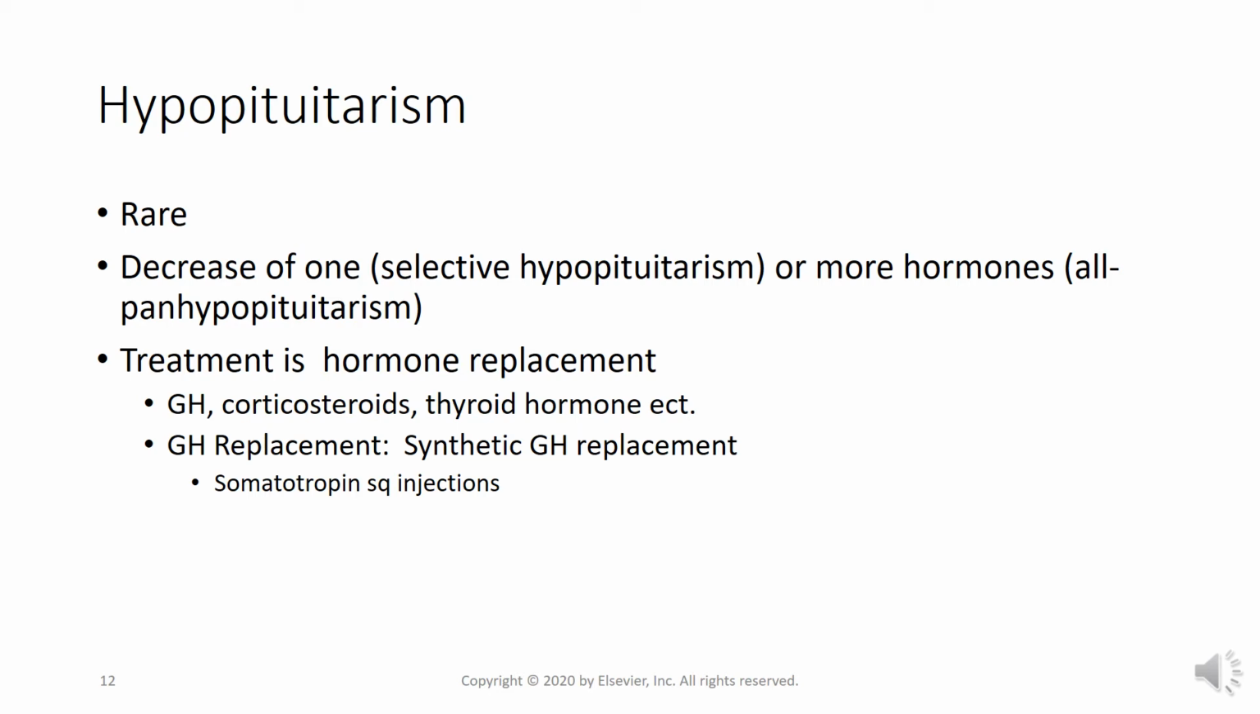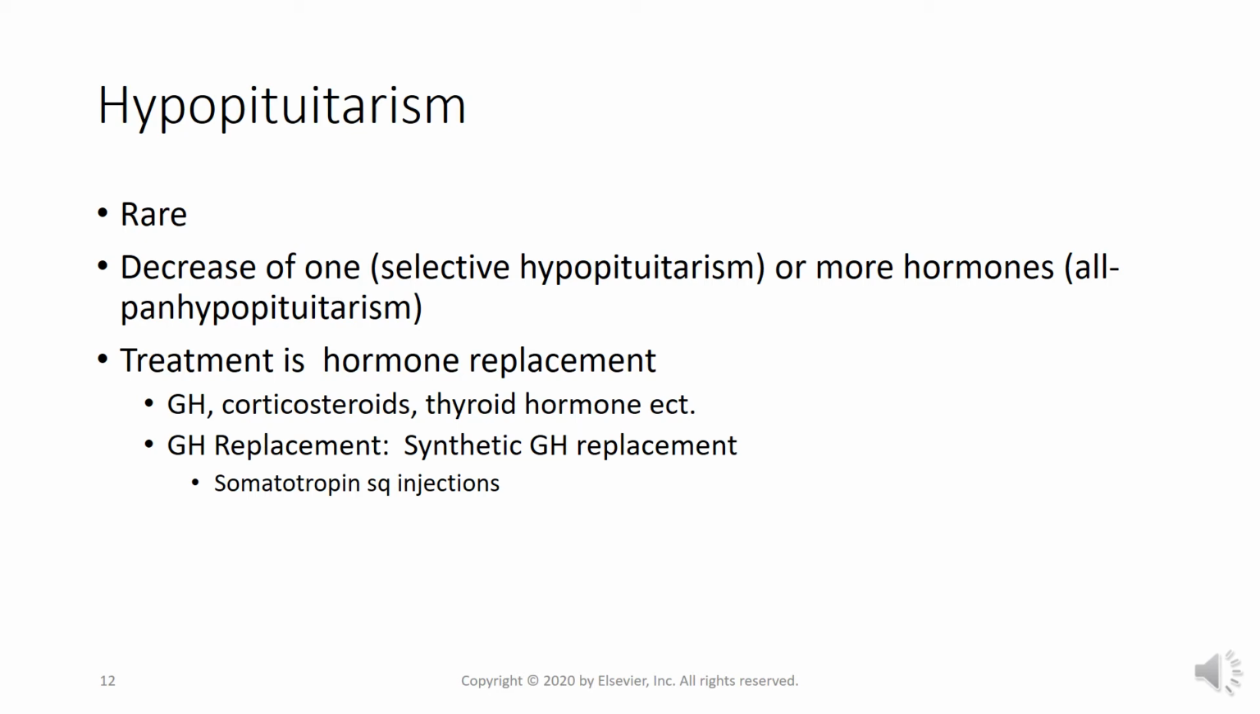So there's so many different hormones from the anterior pituitary. We just talked about one disorder involving growth hormone. Hypopituitarism could be any one of those hormones, a hyposecretion. If it's all of the hormones, it's called panhypopituitarism.